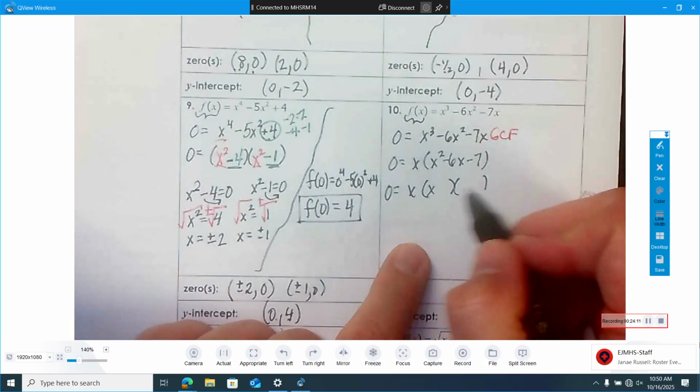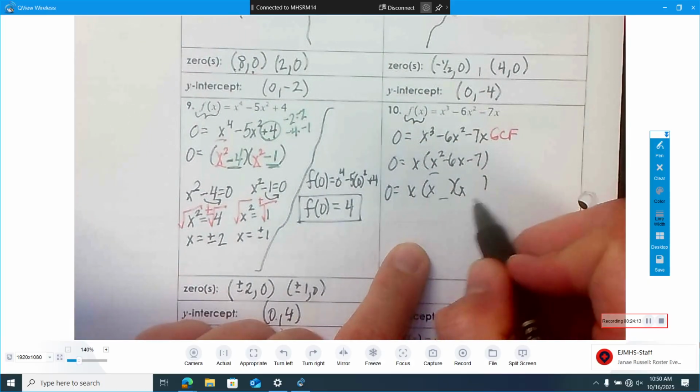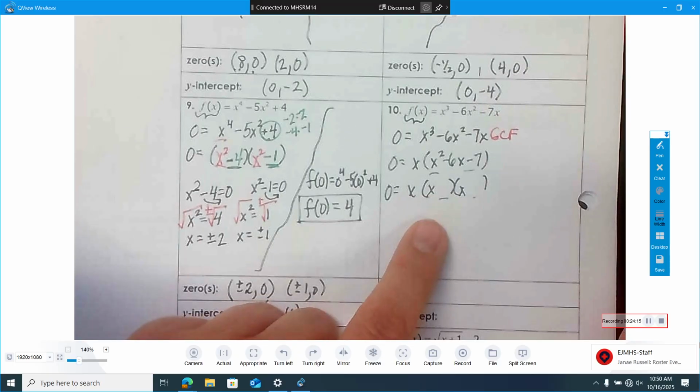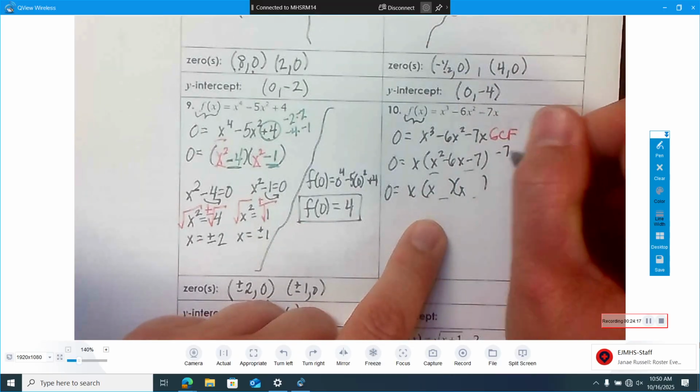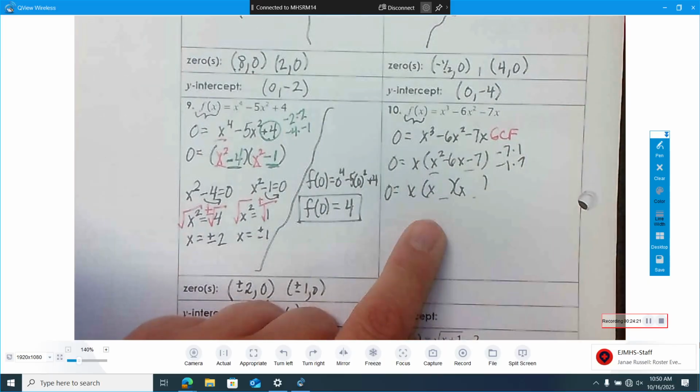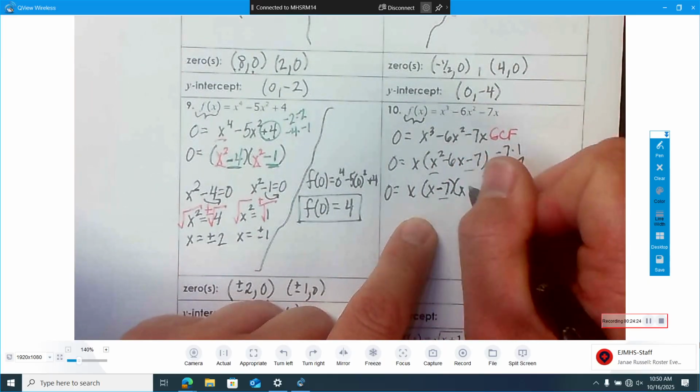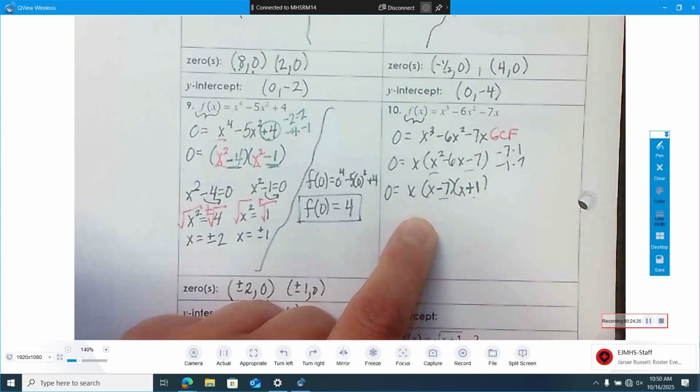Let's see. X times x is x squared. What times what is negative 7? Negative 7 times 1 or negative 1 times positive 7. Which one do we want? Negative 7 and a positive 1.